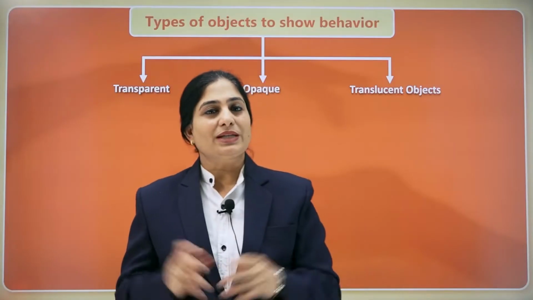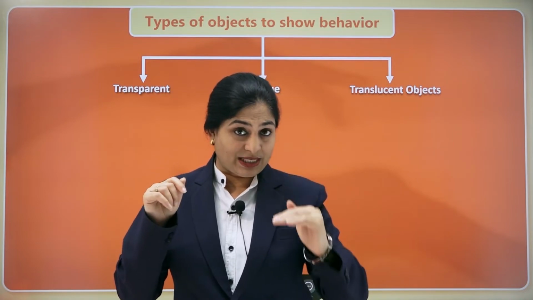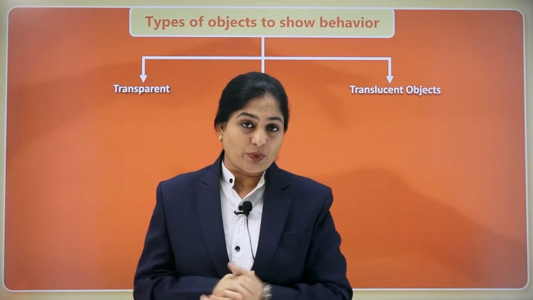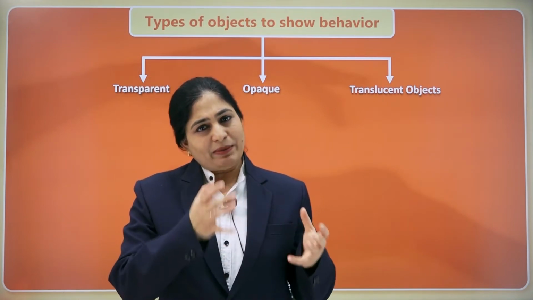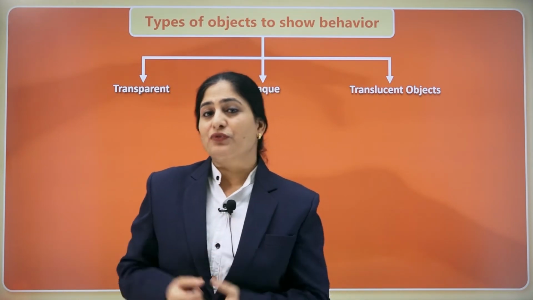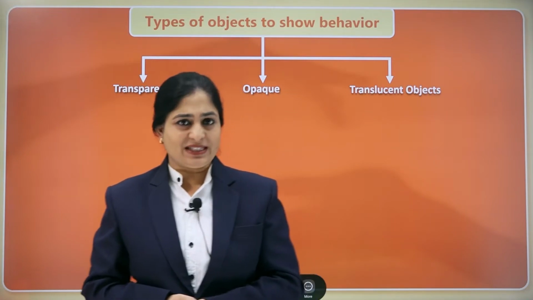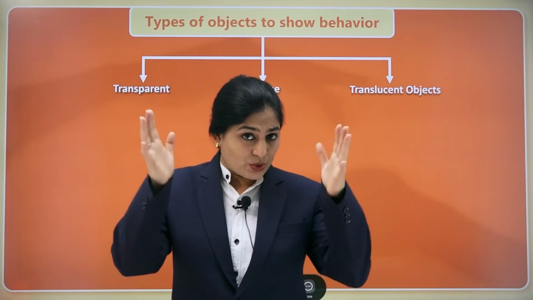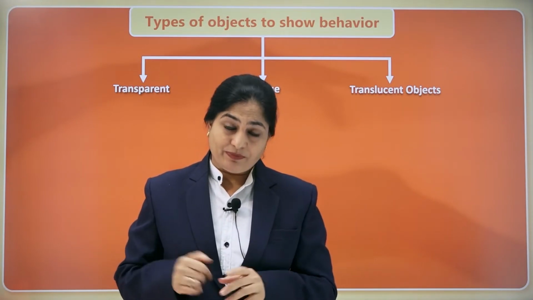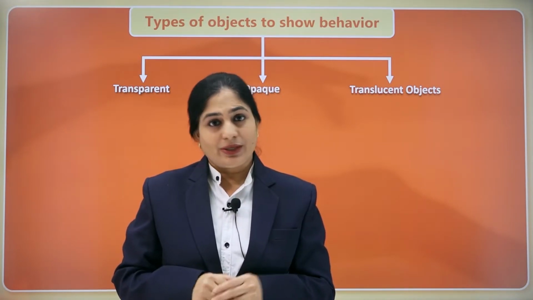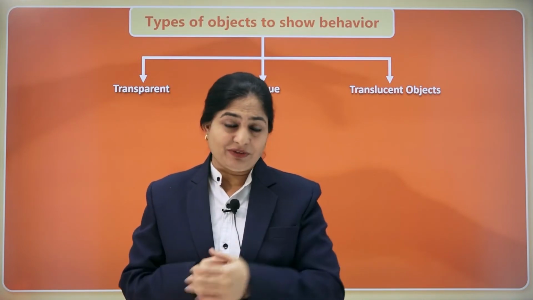What will happen? Suppose I ask you to see through a glass window. There are different types of objects, and they behave differently when light falls on them. Suppose I tell you to see through a glass window, what will happen? You can easily see the other side of the glass.